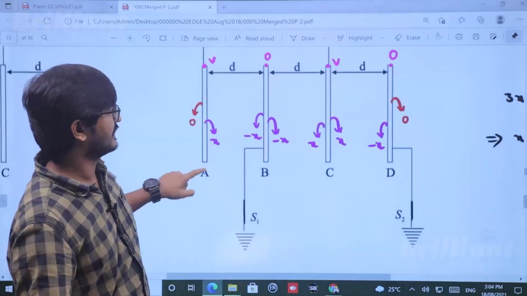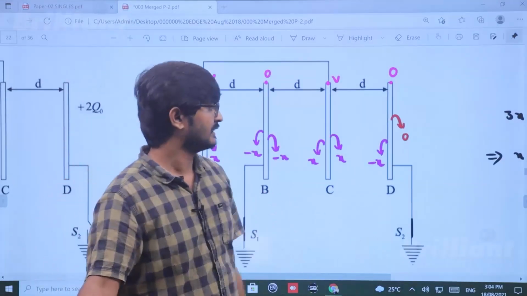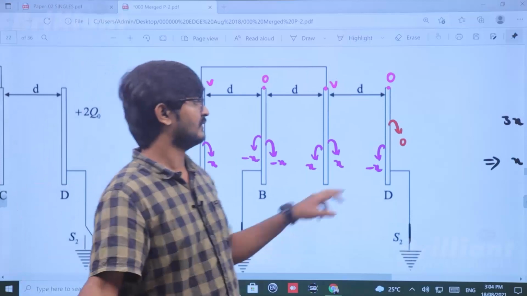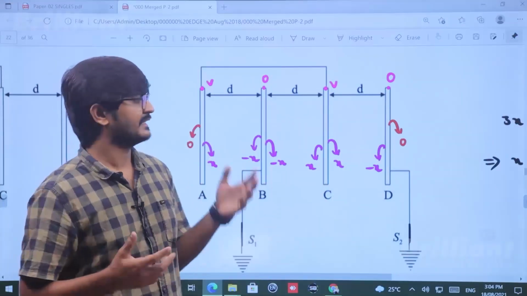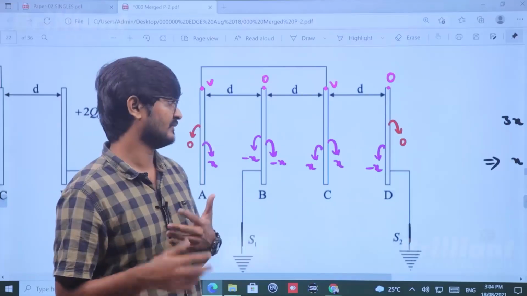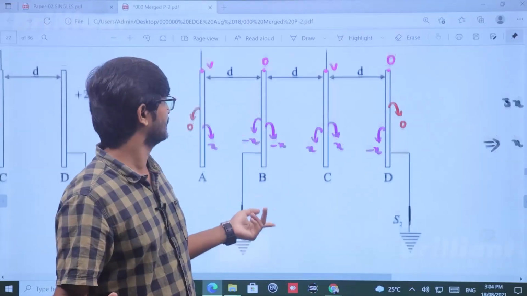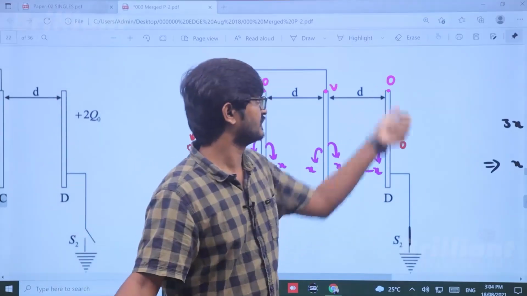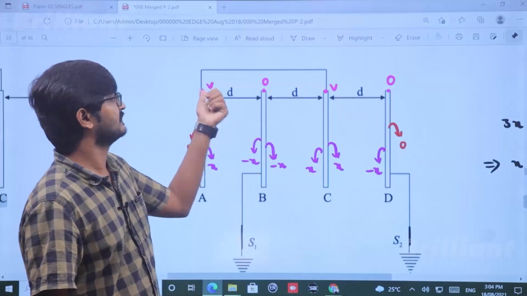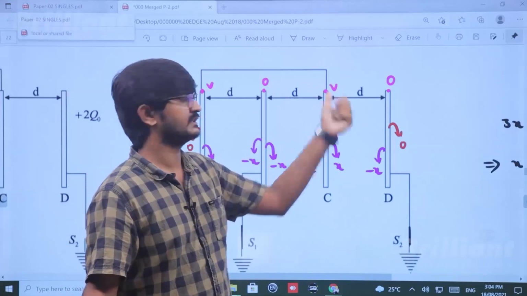This is the figure I have drawn after grounding. Now after grounding, outside charge will become 0. I think I have that explanation in the revision class. If you have watched it, you will be mostly okay with it. And this is grounded, so this potential is 0. This is grounded, so this potential is 0. I am assuming this plate potential is V. So this is connected by a wire, so this potential is also V.